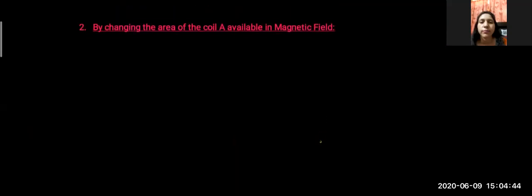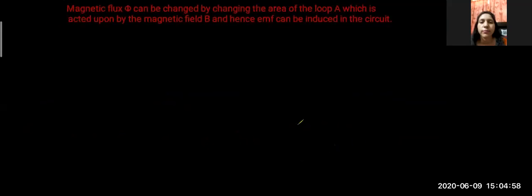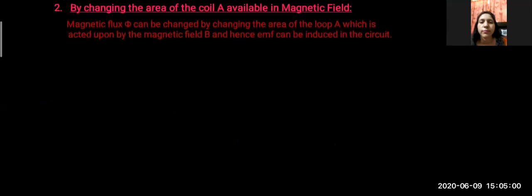Second is by changing the area of the coil available in the magnetic field. For this, magnetic flux phi can be changed by changing the area of the loop. Phi equal to B into A. If the area of the loop changes, magnetic flux is changed. So magnetic flux can be changed by changing the area of the loop, which is acted upon by magnetic field B, and hence EMF can be induced in the circuit.